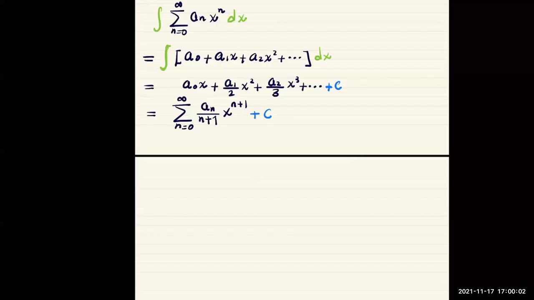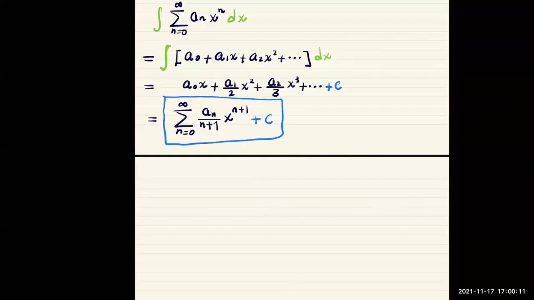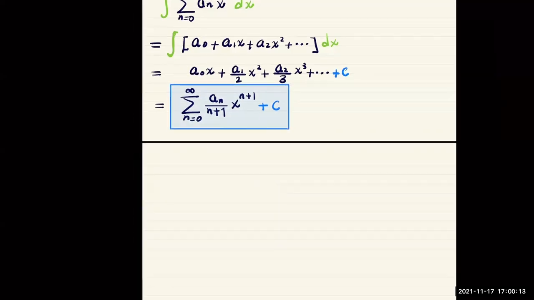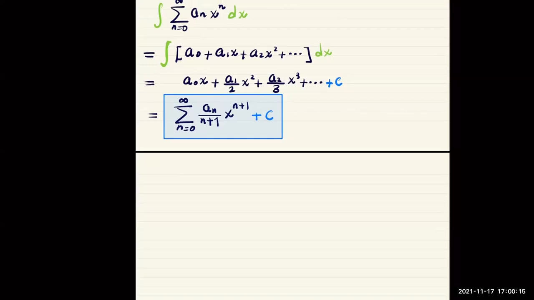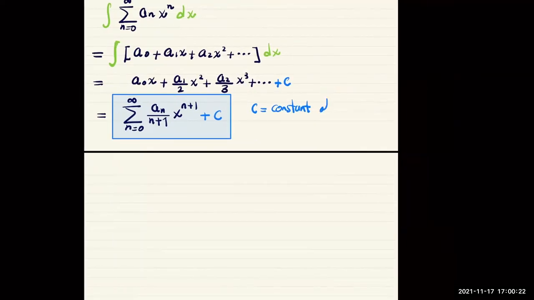Okay, and that's it. The general formula for the integral of a power series. Cool. So let's see an application. And I think we have time. Yes, we have a lot of time.